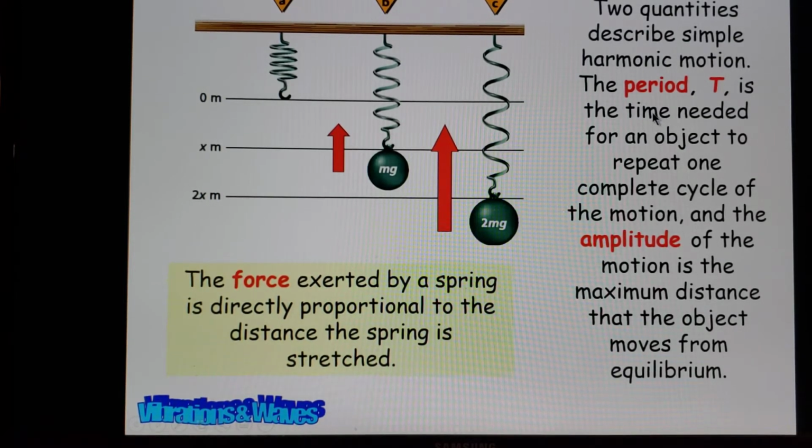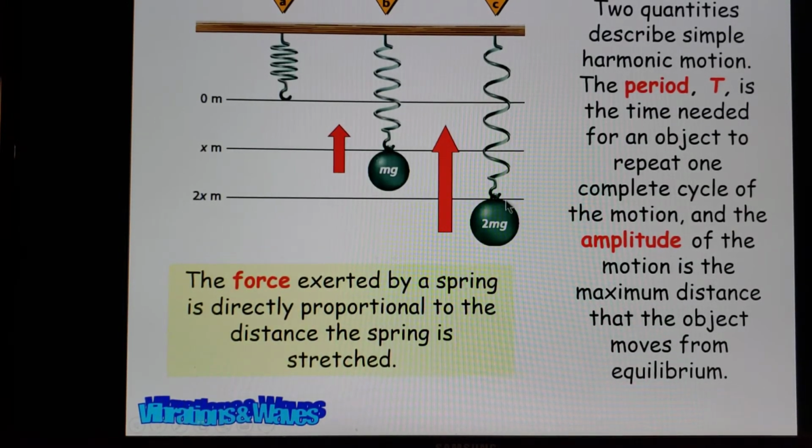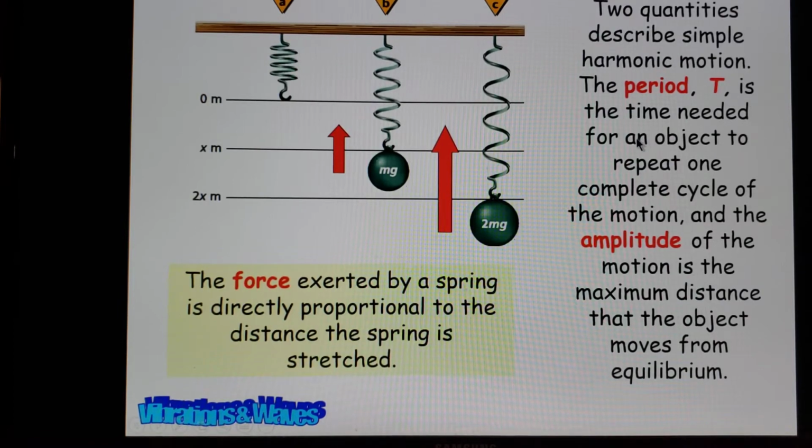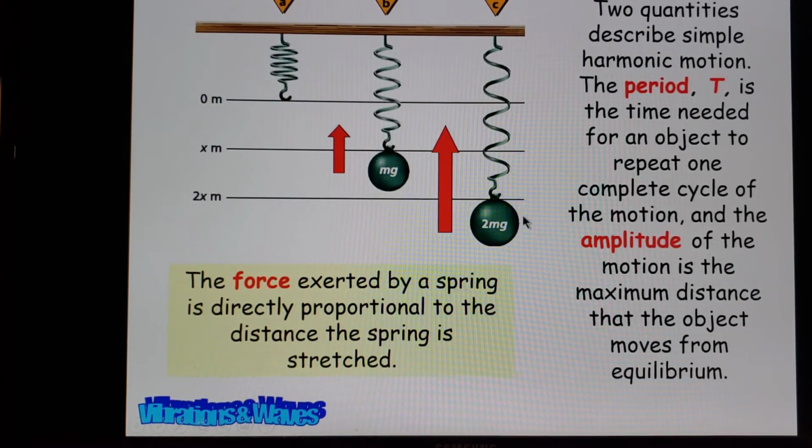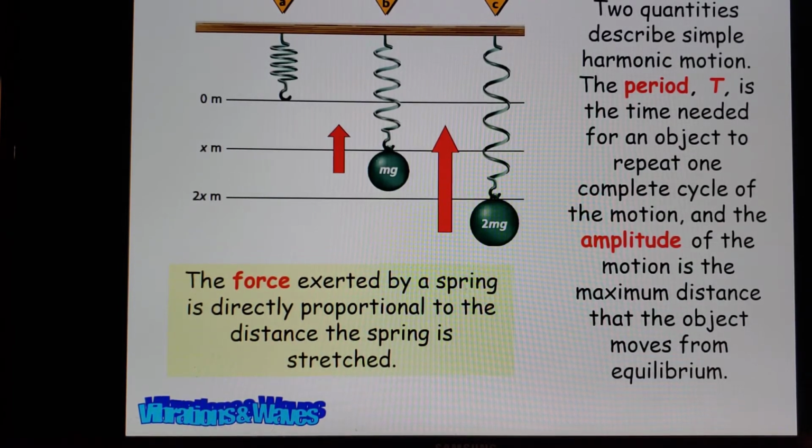The period of harmonic motion is the period for a complete cycle. So if I pulled this thing down and it went up and back down again, that would be the period of the motion. Or I could do it the other way. I could pull it up and let it go back down. Period is the time needed to go one complete cycle, and amplitude is how big it is displaced from its position where it would like to be if we weren't messing with it. So the amplitude of this guy is 2x meters.